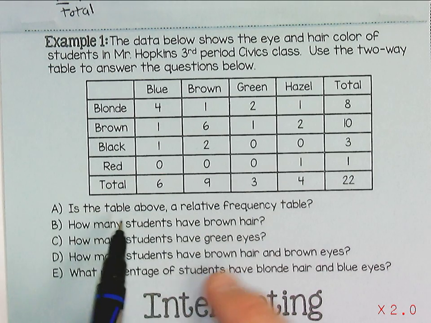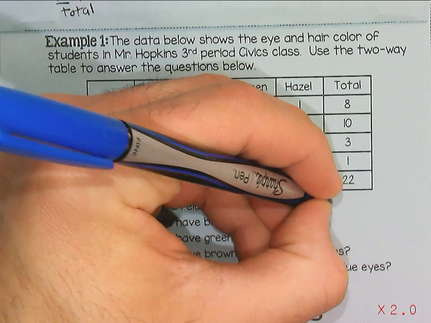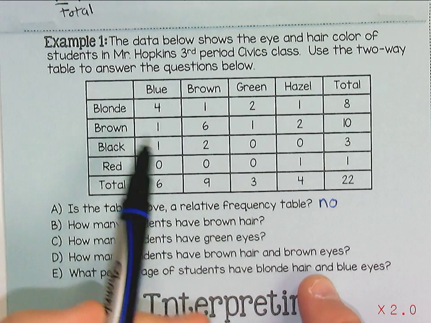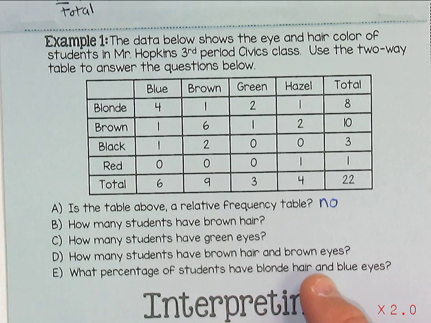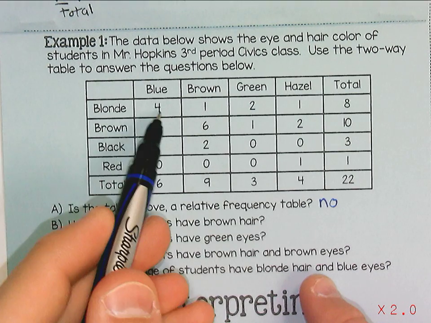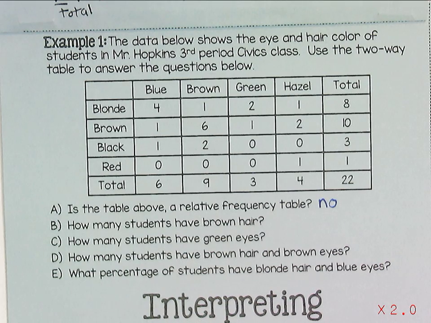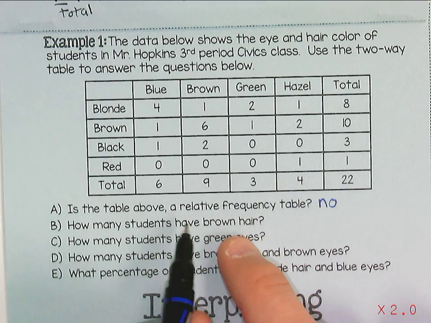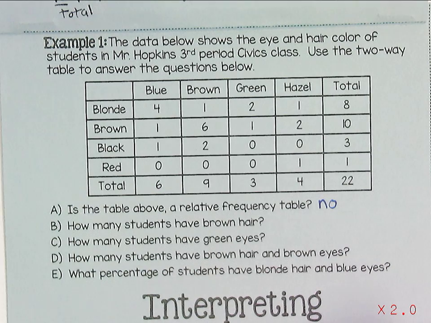It says, is the table above a relative frequency table? Well, in this case, the answer is no. This is purely just numbers collected for students who have different eye color and hair color. If it was relative frequency, we would divide all of these numbers by the total in order to make it into percentages or probabilities. So this one is only a two-way frequency table. It's not a two-way relative frequency table because it's just pure data that was collected.